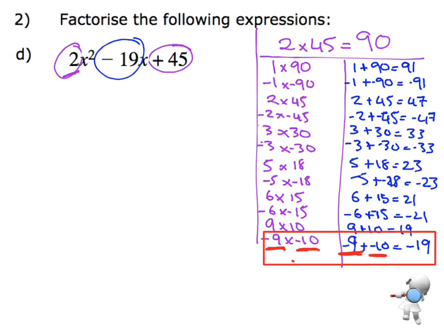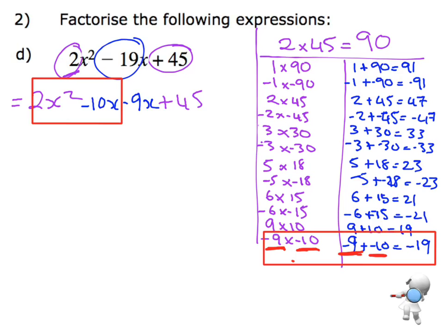So what I'm going to do now is leave my 2x squared and my 45 alone. And then I'm going to replace the negative 19x and separate that into minus 10x minus 9x. All right? Because negative 10x minus 9x will give me my negative 19x. And what I'm going to do now, I should put the equals in there. I'm now going to take the first two pieces, factorise those, then take the second two pieces and factorise those.